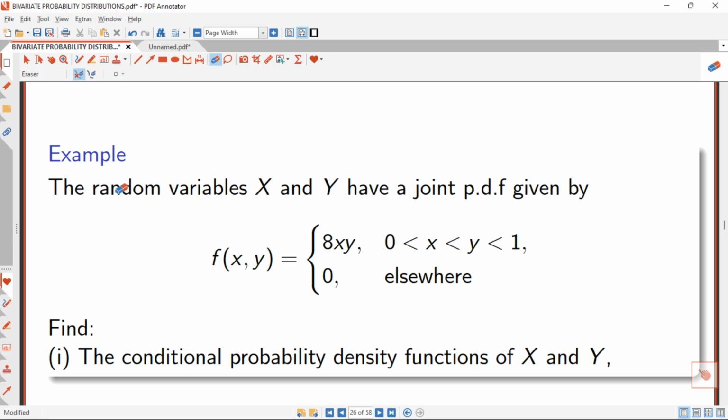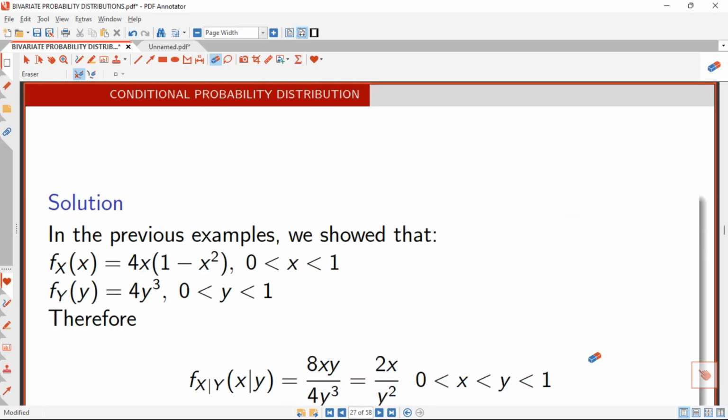Here we said that random variables X and Y have a joint probability density function given by 8 times x times y, on the limit of 0 less than x less than 1 and 0 less than y less than 1. And we are being asked to find the conditional probability density function for both X and Y. So how are we going to solve that?